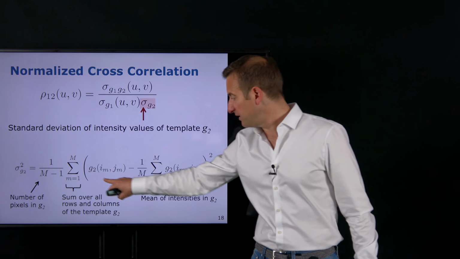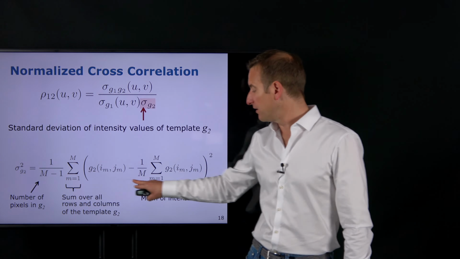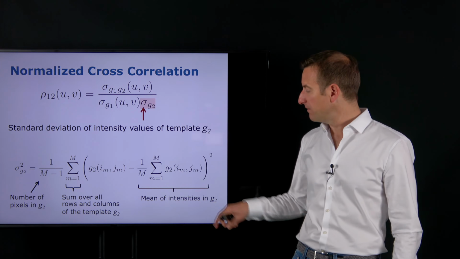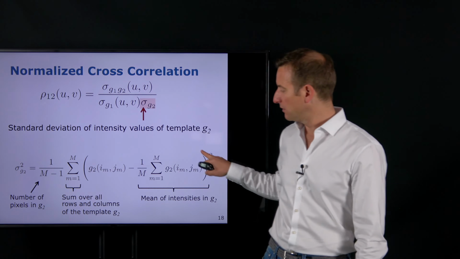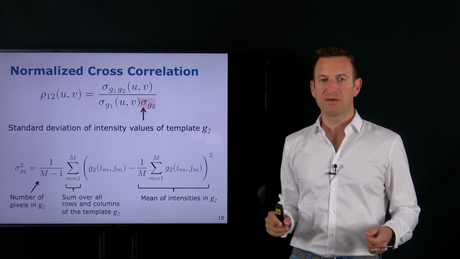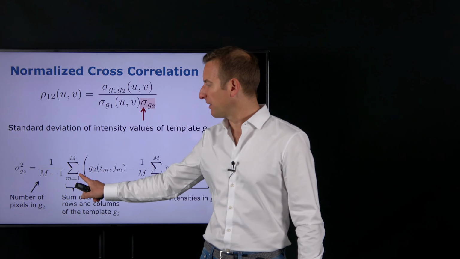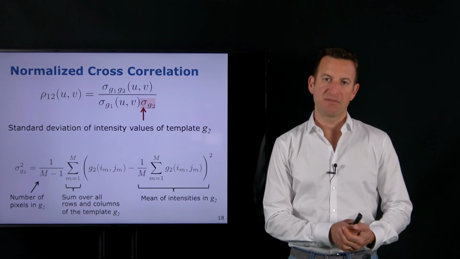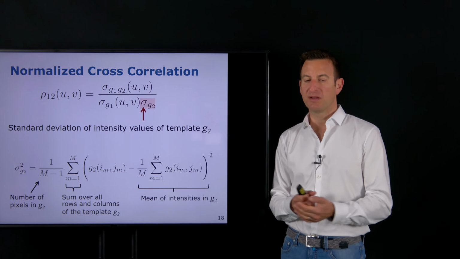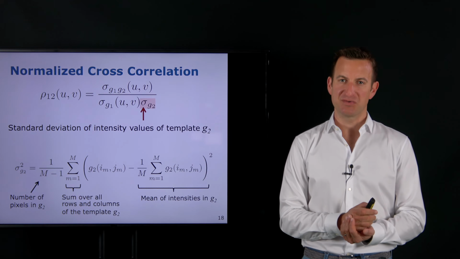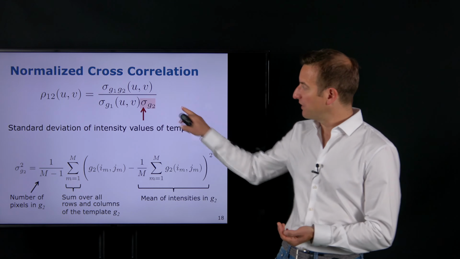So this tells me the deviations of the intensity values in the template from the mean. I'm squaring that, so I'm computing the squared difference for every single pixel, how far it is away from the mean, and then I sum them up and divide by the number of pixels minus 1. So computing the variance, and then I take the square root of that, and this gives me my value over here. Okay, so that was the first term.